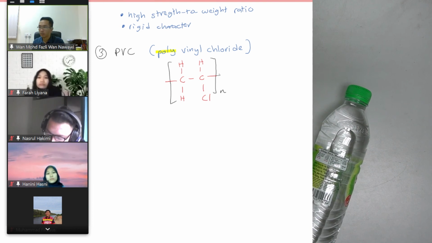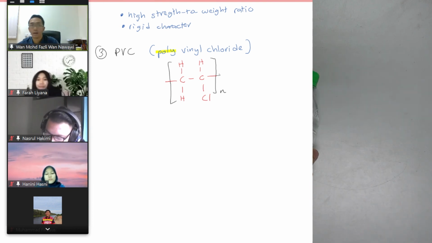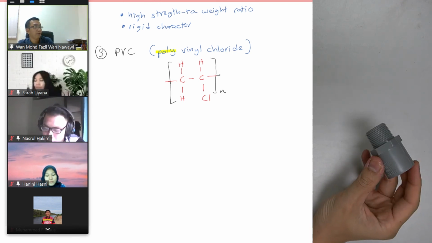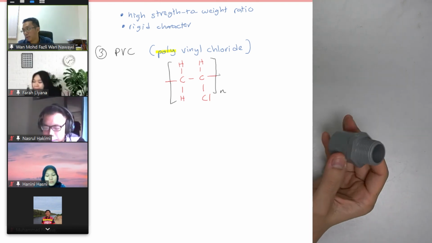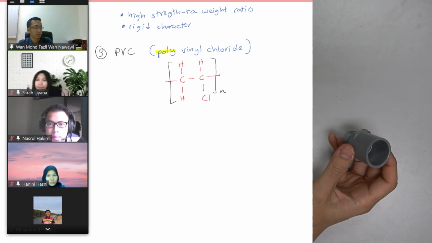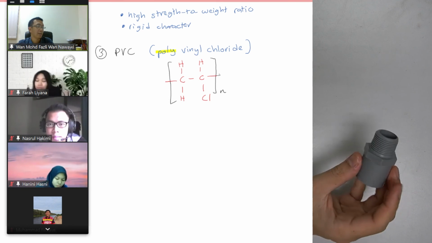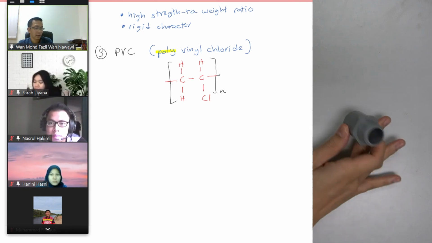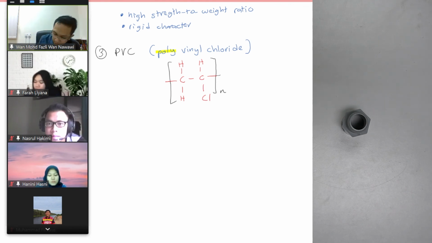The example of polyvinyl chloride, what is this? This is the pipe. Normally the pipes that you see, they use this PVC, normally in grey color or white color. So you look around in your house, when you see the pipe, more often than not, they are made from PVC. So the example here is pipes.